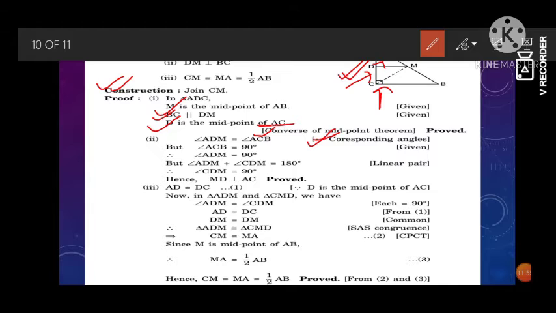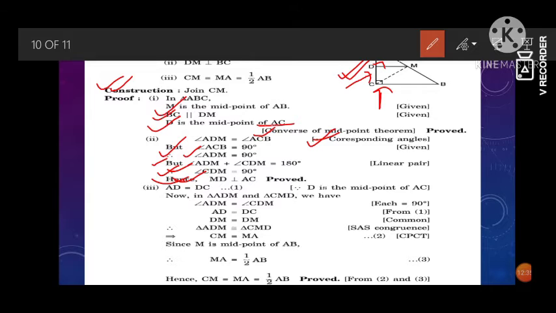Now angle ACB is 90, ADM is also 90. And we know that the point D lies on the straight line AC. So together there should be 180 degrees. We have already found that ADM is 90. Therefore CDM is also 90. So 90 plus CDM is equal to 180 degrees. So CDM is equal to 90, which gives us that DM is perpendicular to AC. So we have proved DM is perpendicular to AC.